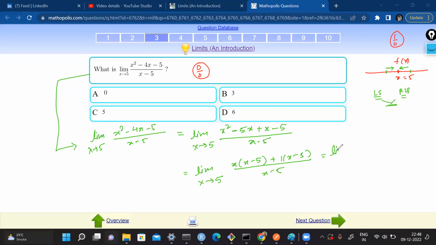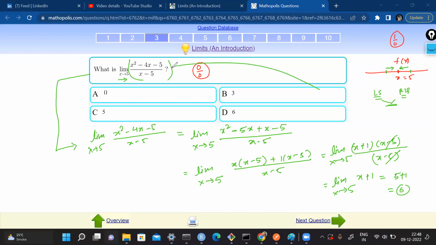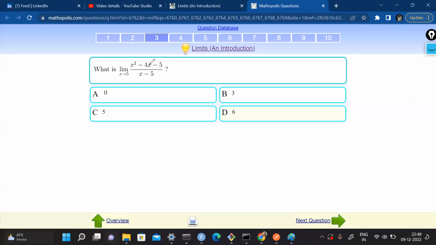In the next step, limit x approaches 5. This will be x plus 1 times x minus 5, divided by x minus 5. We can cancel out this term. So we are left with the limit as x approaches 5 of x plus 1. Now if we plug in here, this is not leading to an answer of 1 by 0, so we can directly plug it. That is an easy function now. 5 plus 1 is 6. So as x approaches 5, this function will generate output as 6. Understood? Let's tick on 6. That is the correct answer.